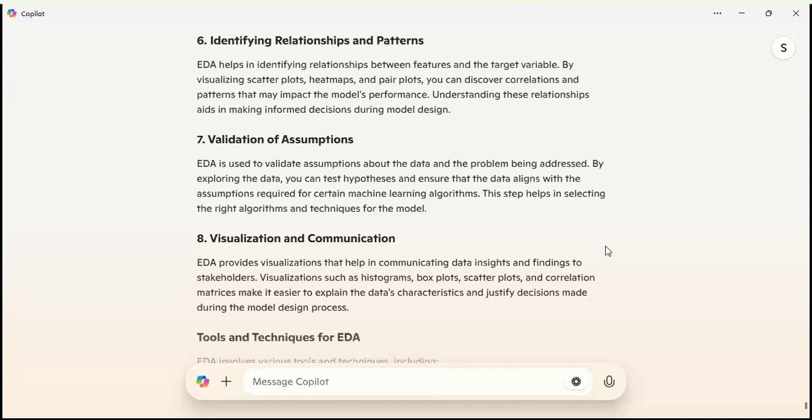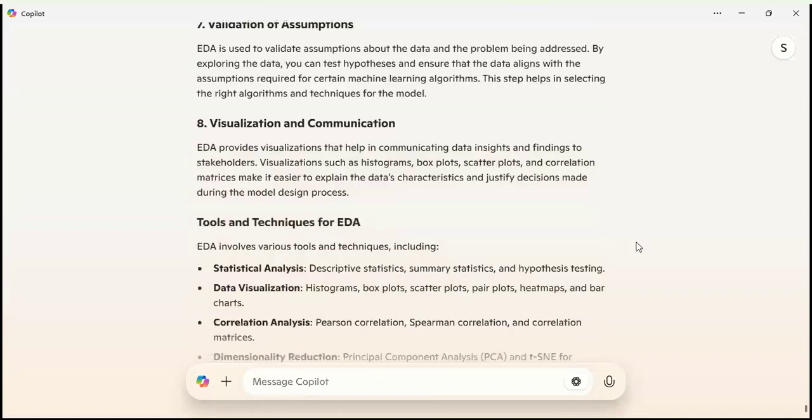Then the eighth one is visualization and communication. EDA provides visualizations that help in communicating data insights and findings to stakeholders. Visualizations such as histograms, box plots, scatter plots, and correlation matrices make it easier to explain data characteristics and justify decisions made during the model design process. Yes, obviously, the Python script pulls this kind of data as part of the inbuilt algorithms, and it uses it for decision making purposes. It means EDA is involved in these tasks also.